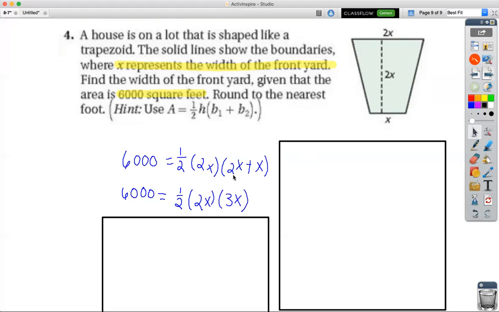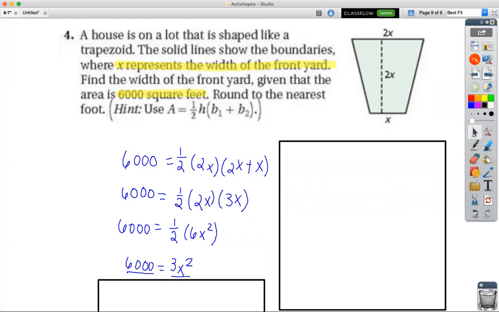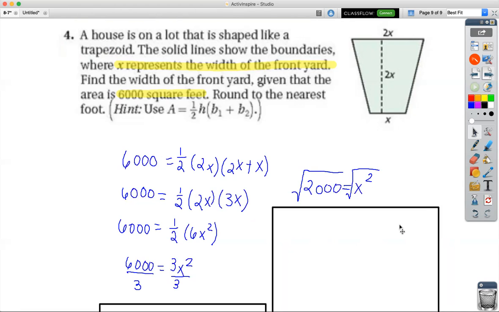First I want to simplify the expression in the parentheses, so I'll produce a 3x at the end. Then I'll proceed to multiply the two terms on the right-hand side, so I'll have 1/2 being multiplied by 6x squared. Doing it step by step, I'll simplify further because now I can easily multiply these two terms into 3x squared. Now we're almost at the point where we can use the square root method. We are now able to divide the expression by 3, resulting in 2,000 equal to x squared. And then of course we need to get the square root of each side.